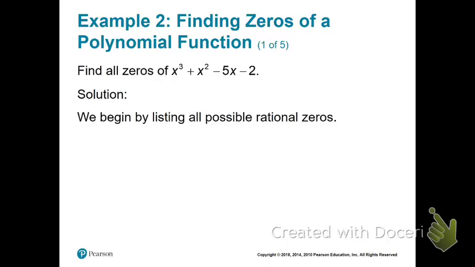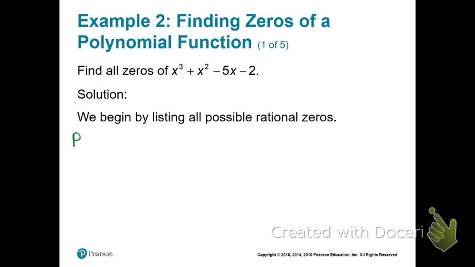For example 2, it says find all zeros of x cubed plus x squared minus 5x minus 2. And so example 2 is going to walk us through the steps in order to do this. So the first thing we're going to do is list all possible rational zeros. So that's those p over q's.